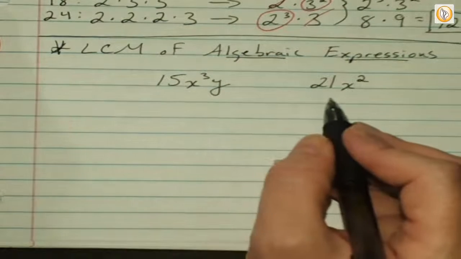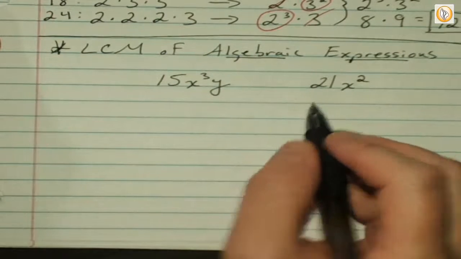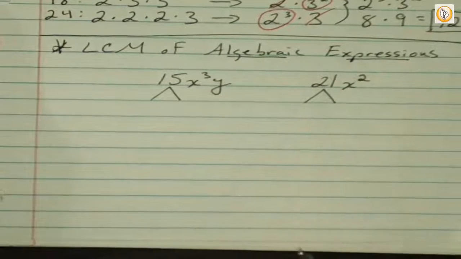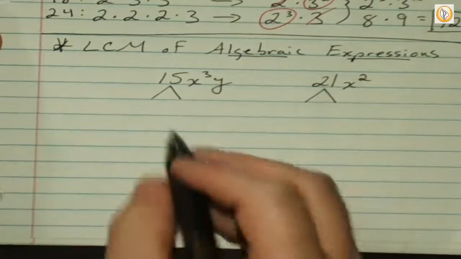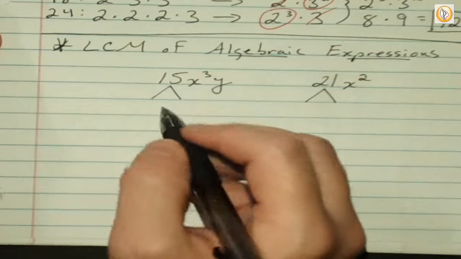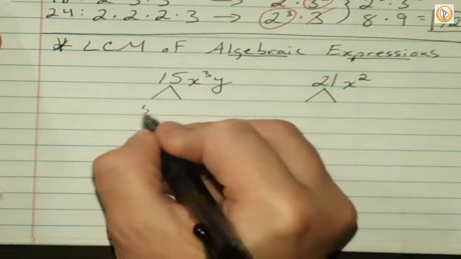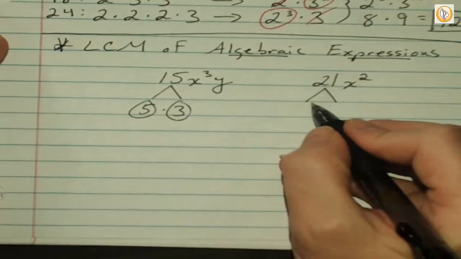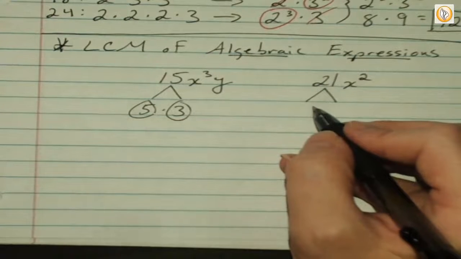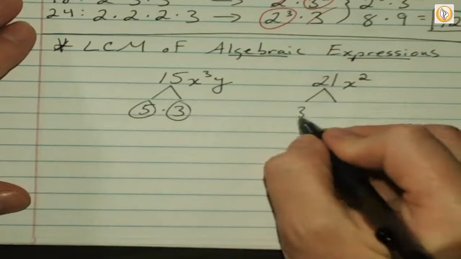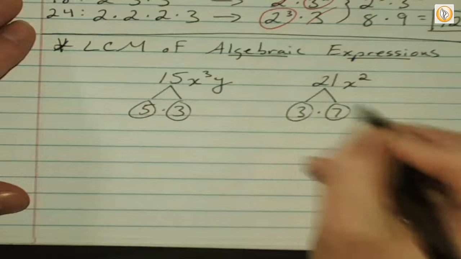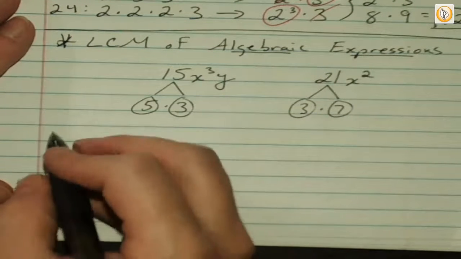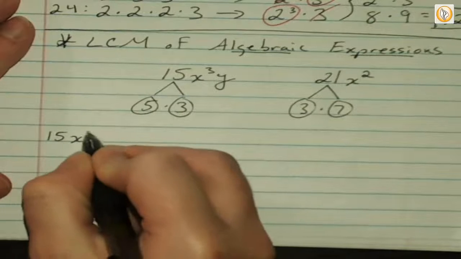Okay, so just like in greatest common factor, we're only doing the factor tree for the numbers. So, Natalia, what is 15? 5 and 3. Let me circle it. And Tanner, what is 21? 3 and 7. Okay, so that's the same as greatest common factor. So now I'm going to write it.